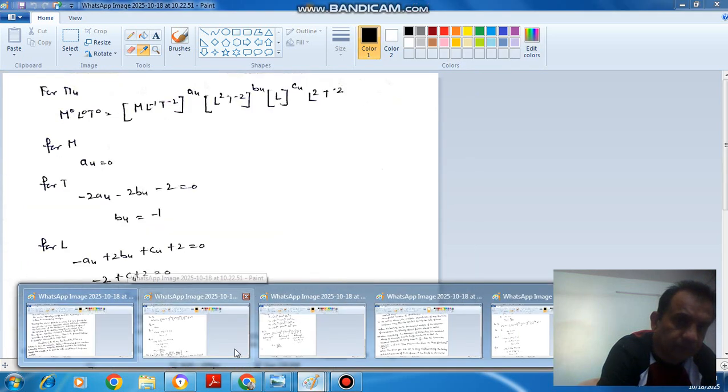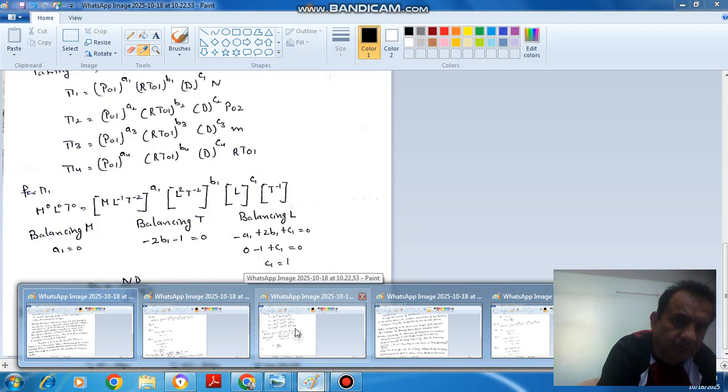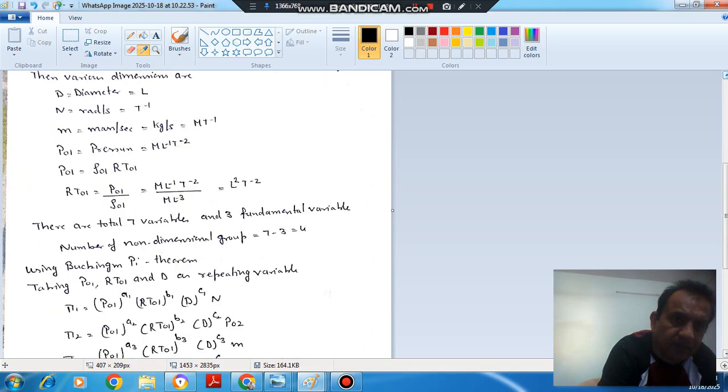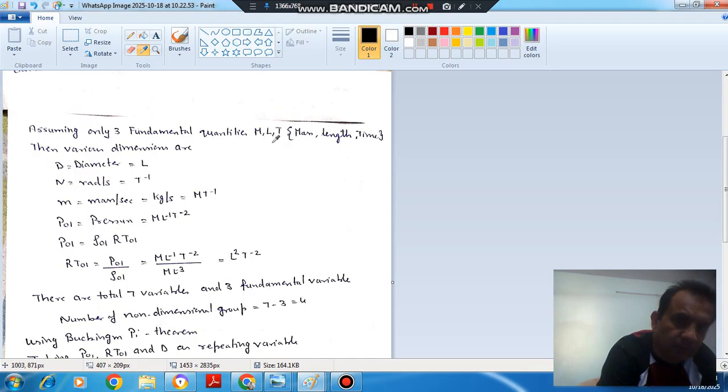So now we'll use the three fundamental quantities M, L and T: mass, length and time. In terms of this MLT, the dimensions of these seven variables are: dimension of D is L, dimension of N is T minus 1, dimension of mass flow rate is M T minus 1, dimension of pressure is M L minus 1 T minus 2, and dimension of RT01 or RT02 is L squared T minus 2.